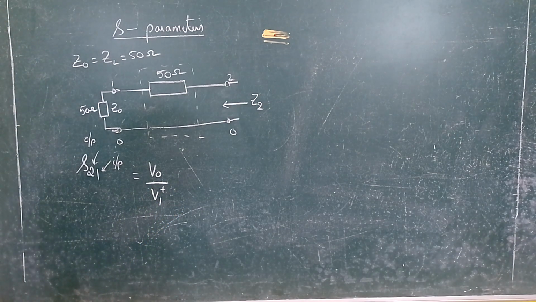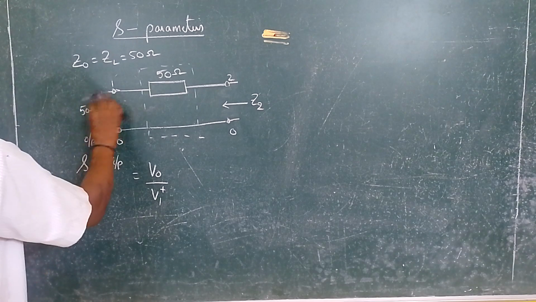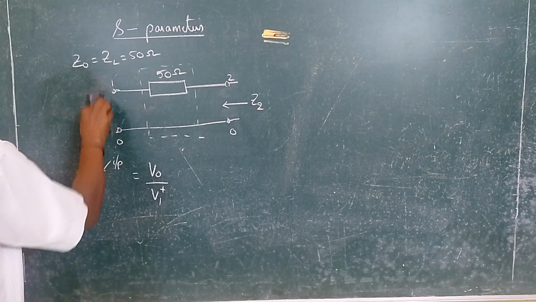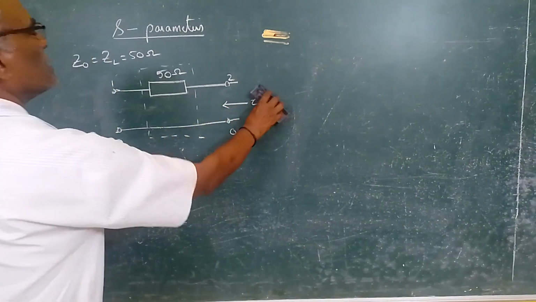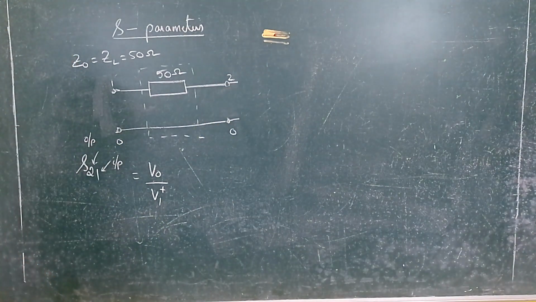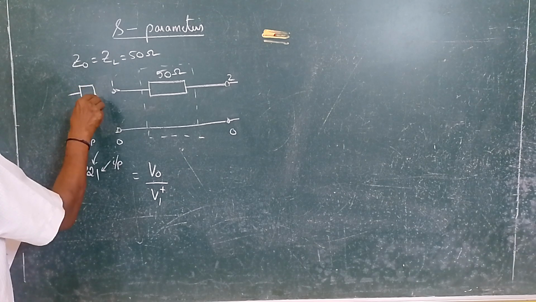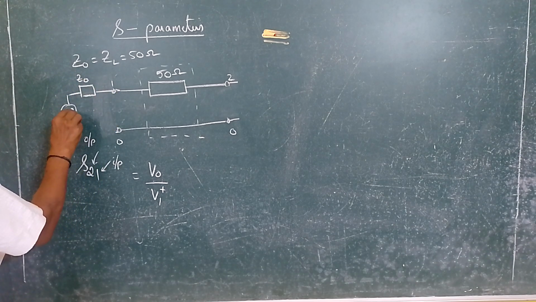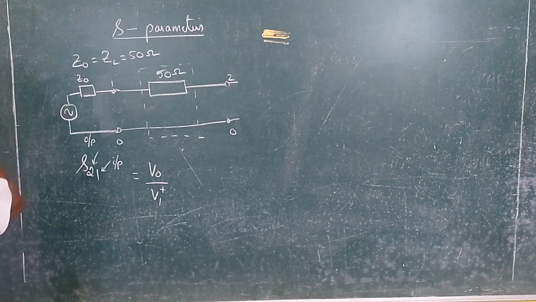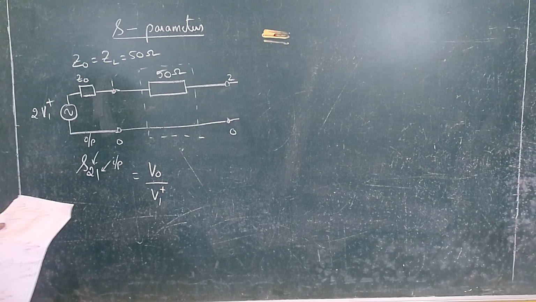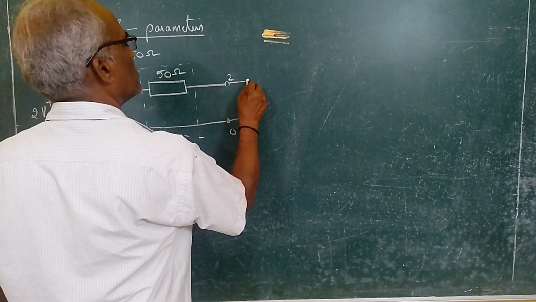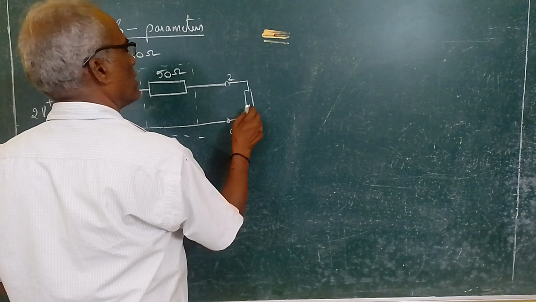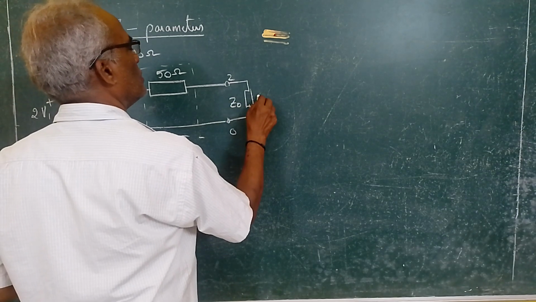Okay, now how to connect the circuit? The output is received at port 2 and the input port is excited with, this is Z0 which is equal to 50 ohms, and you have a source which is 2V1 plus, and this output terminal is terminated with the characteristic impedance Z0 which is equal to 50 ohms.